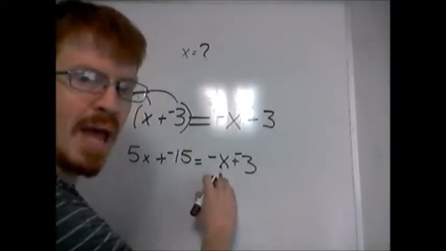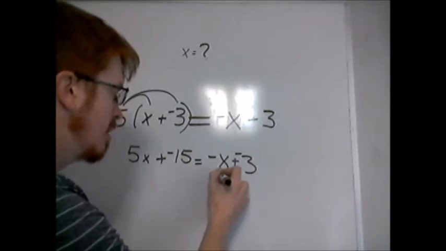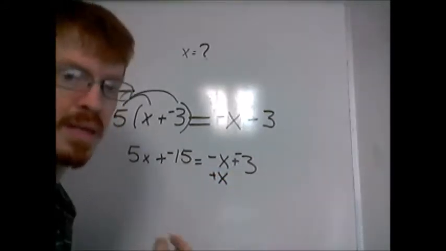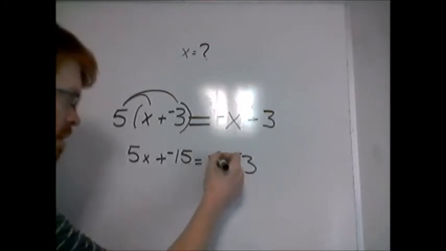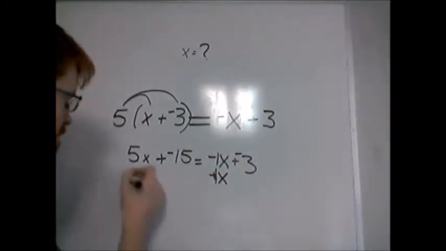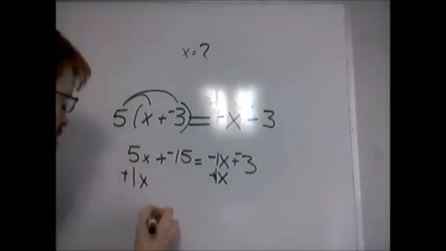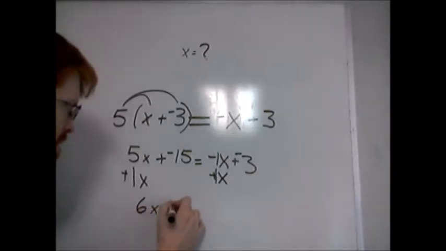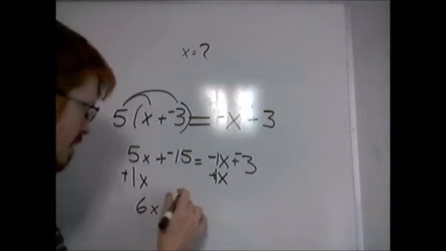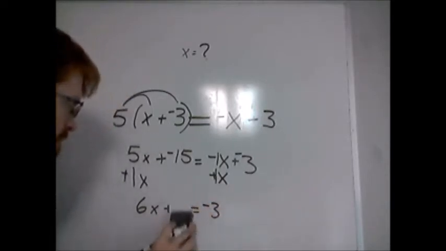You have a negative x over here. Well, how do you get rid of a negative number? You add the positive of that number. You add the other one there. So it's a negative 1x plus a 1x. So 5x plus 1x. Now we go down to the next section. We have 6x plus a negative 15 equals a negative 3. All right, let me redraw that 15 there.